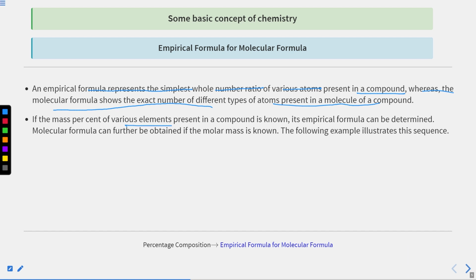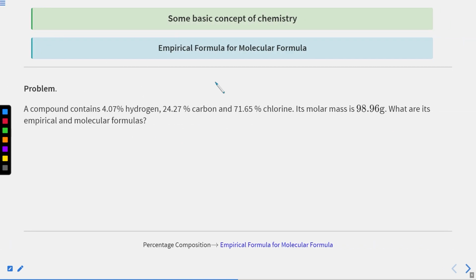Now, if the mass percent of various elements present in a compound is known, its empirical formula can be determined, and the molecular formula can be further obtained if the molar mass is known. So we can calculate the molecular formula using the information that we have. The information is the mass percent of various elements and the molecular mass, if it is given. If we are given these things, then we can determine the empirical and molecular formula both. So let us see an illustration for that.